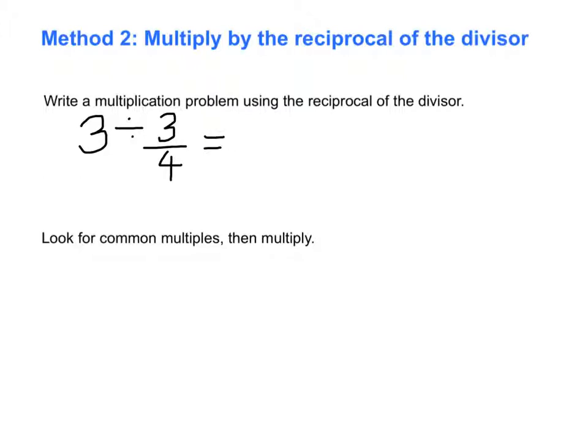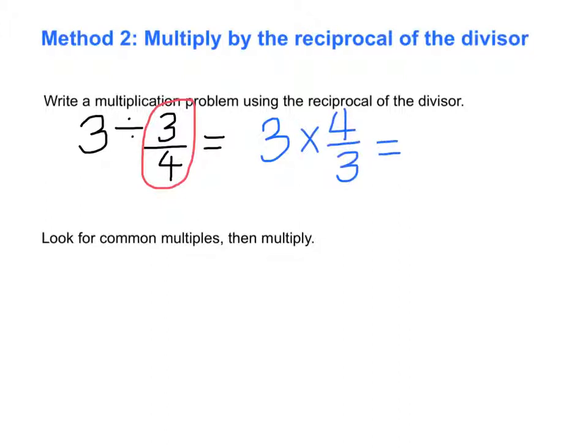Now, we know that division is the same as multiplication by what? By the reciprocal. The reciprocal of the divisor. Great. So what is the divisor in our problem? 3 divided by 3/4. What is our divisor? Satvika? 3/4. That's the divisor. So what is the reciprocal of that divisor? Heyman? 4/3. So we know that 3 divided by 3/4 is the same as 3 times 4/3.